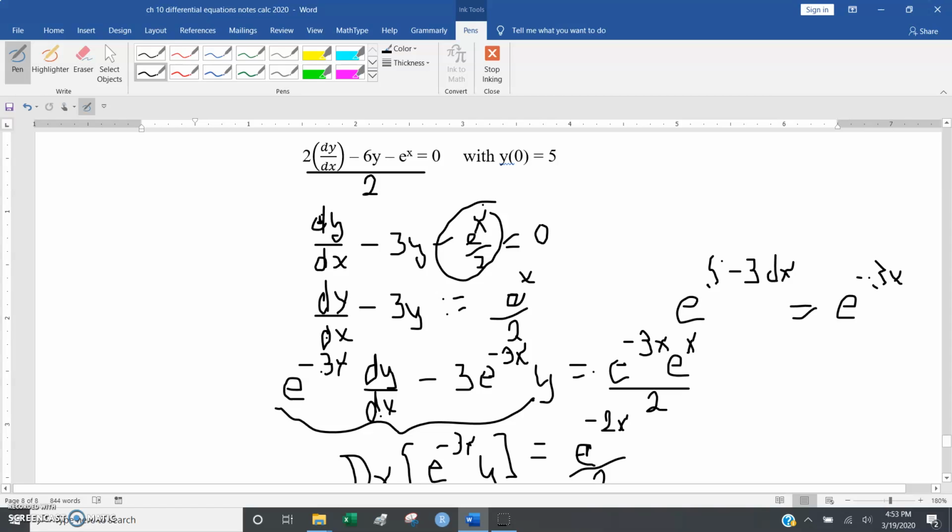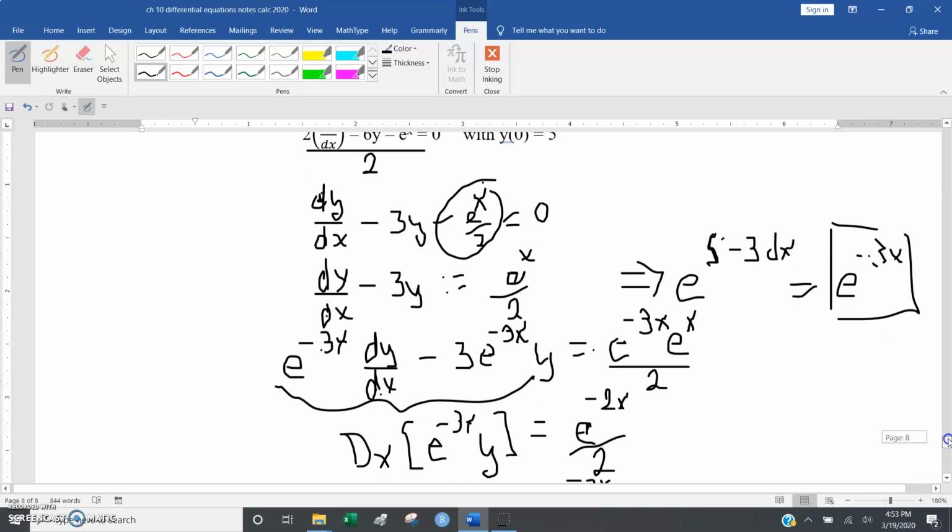Now we have to calculate our integrating factor. So over here is where we've calculated our integrating factor. We took e to the integral of negative 3, since there was no x, dx, which is just e^(-3x). So e^(-3x) is our integrating factor. You multiply every term by e^(-3x).